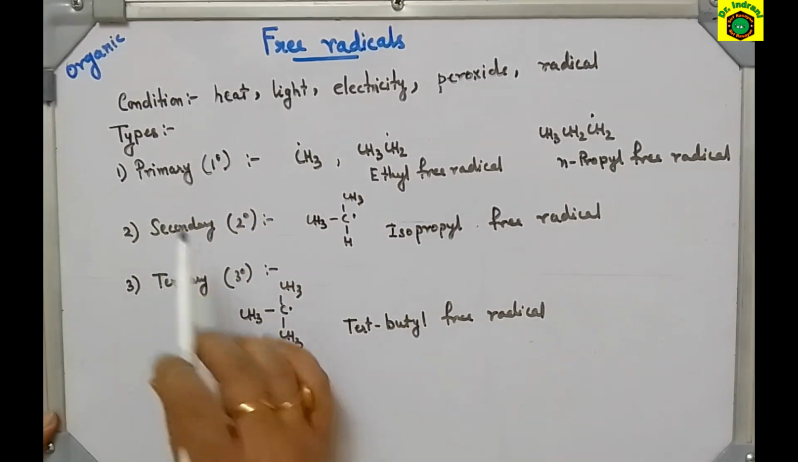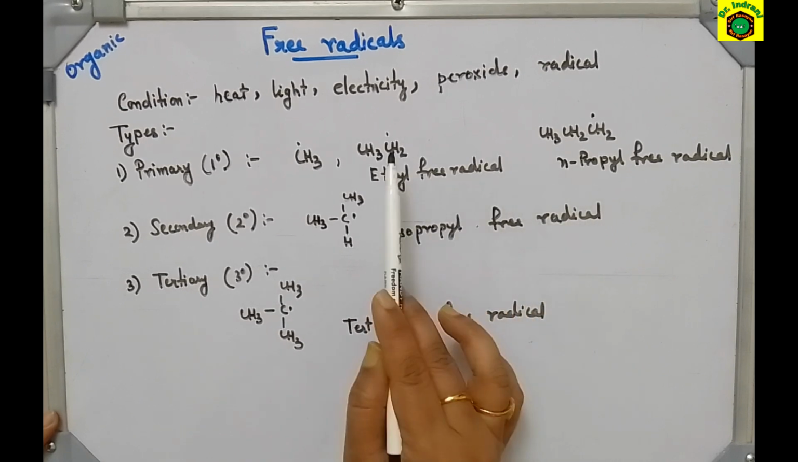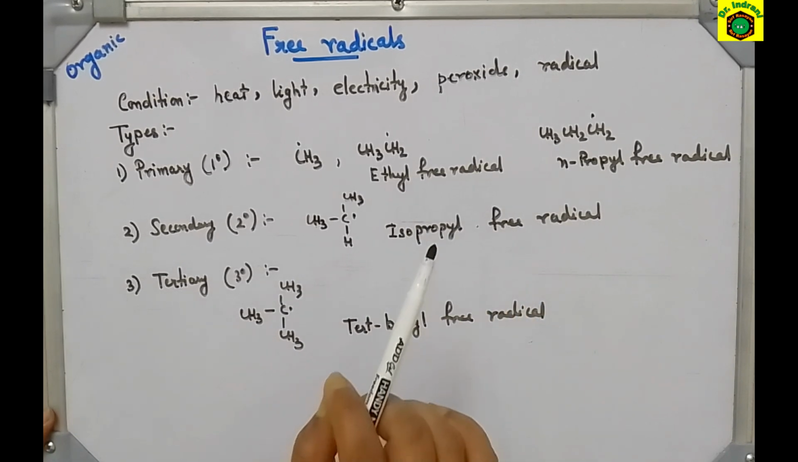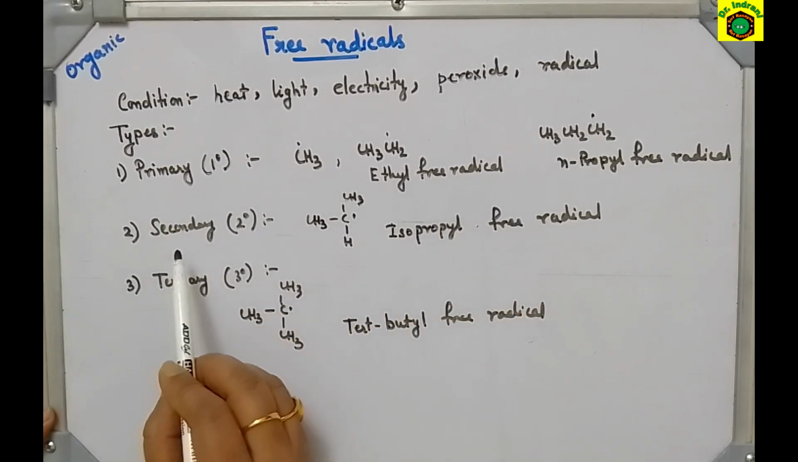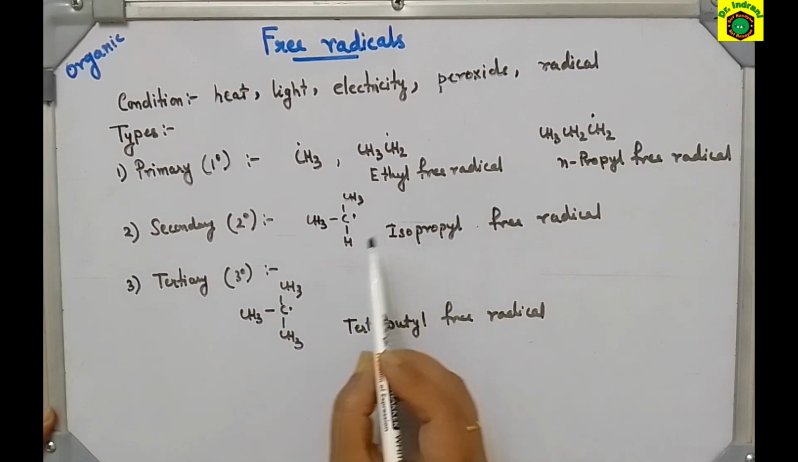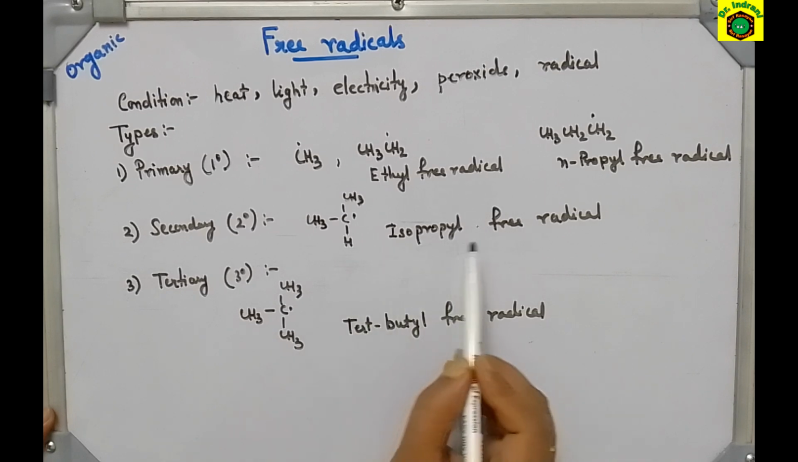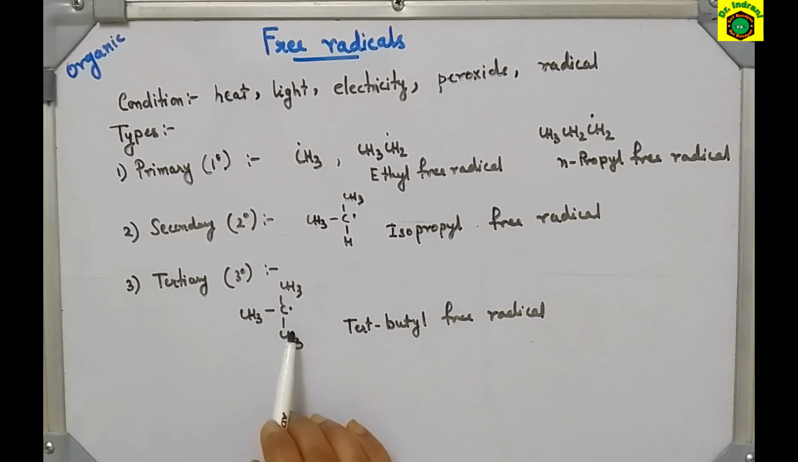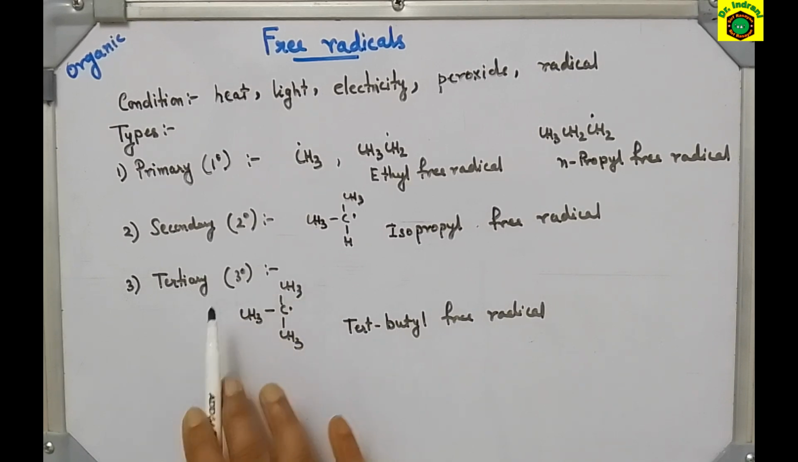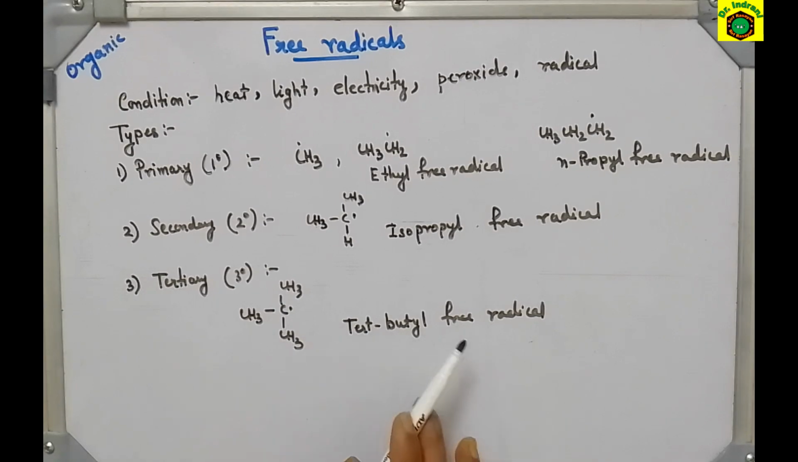These are of 3 types. Primary examples are methyl, ethyl or n-propyl free radicals. Carbon is having odd electron is there. It is having at least 2 hydrogens for primary. For secondary, where odd electron is there, at least there will be 1 hydrogen only. So isopropyl free radical is secondary. And if the carbon where odd electron is there, no hydrogen atom is present, this is tertiary free radical. Example is t-butyl free radical.